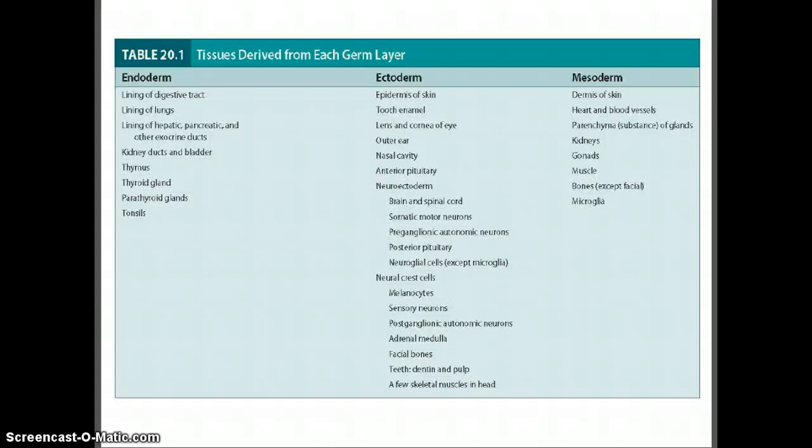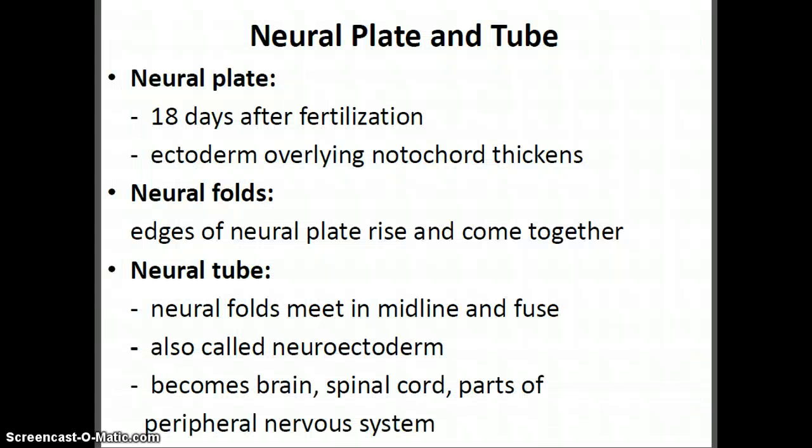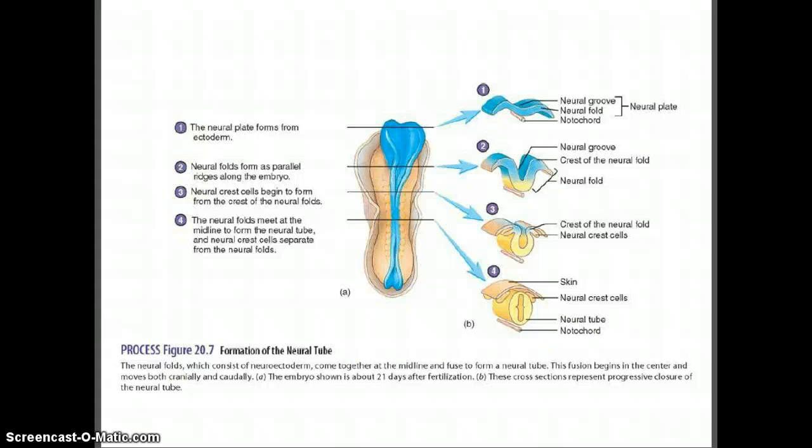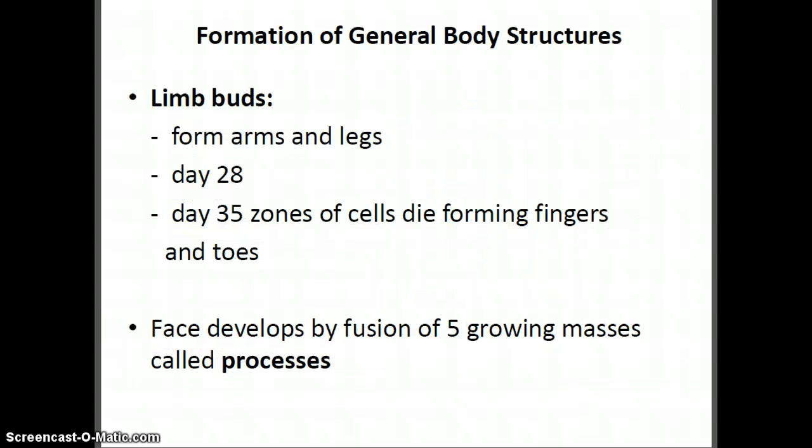This would be interesting for you to note the types of tissues derived from each germ layer. So please take a look at this and get, again, a general feeling for which types of tissues form from which germ layer. I'm not going to belabor this, but the neural tube becomes the brain, spinal cord, and parts of the peripheral nervous system. And this shows you diagrammatically how this is formed. The important thing to remember is that this is where much of the nervous system is derived. All right, then general body structures form around day 28 through day 25.